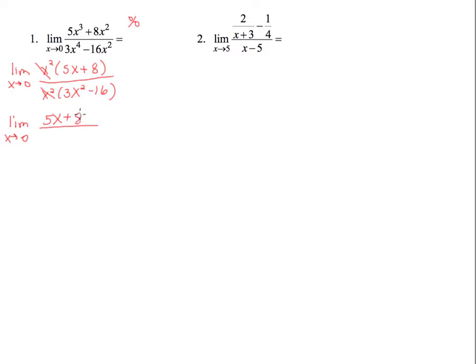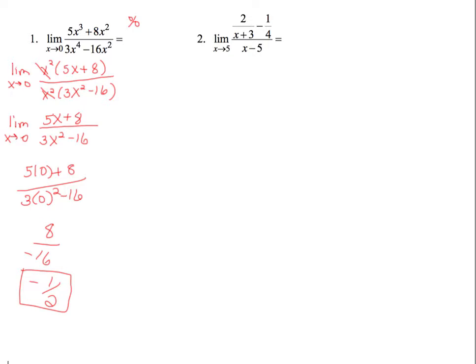And then now that I cancel something out, I'm going to try direct substitution again and see if I can work out this problem. So in place of every x, I plug in a 0. Simplifying the problem down, I end up with 8 over negative 16, which is simply negative 1/2.